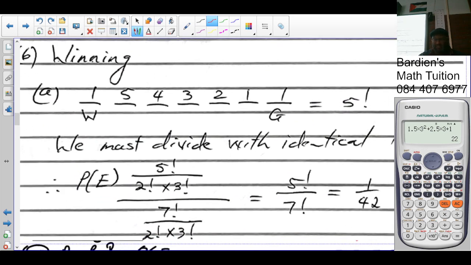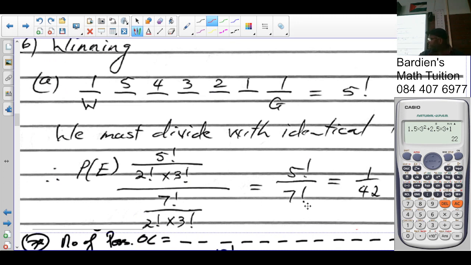That's number 6A. It's 1 out of 42. Okay, so again, winning was considered. We have 5 factorial there, which must be divided by the repeated letters, identical letters, which is 2 factorial times 3 factorial. Okay, so that's your favorable outcomes. Your possible outcomes, again, 7 factorial over 2 factorial times 3 factorial, which is 1 out of 42. That's the answer we got there. Alright.